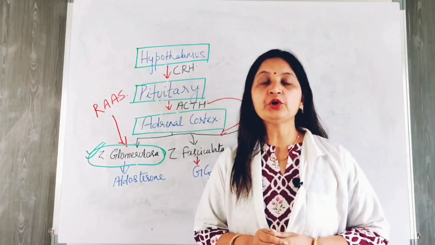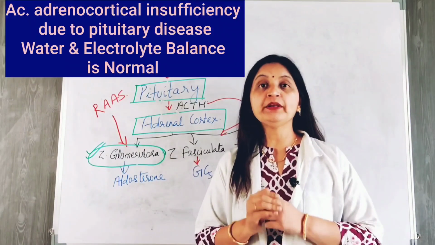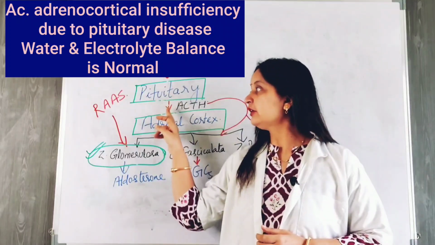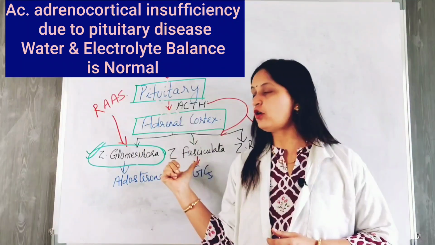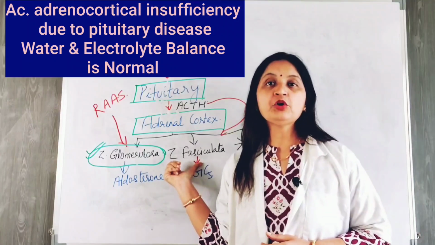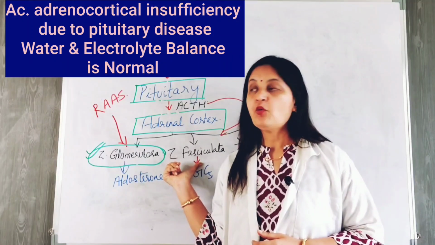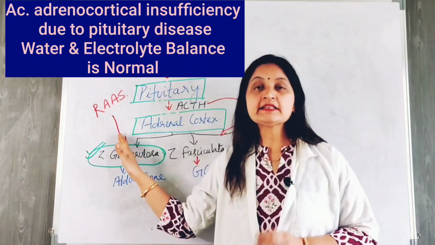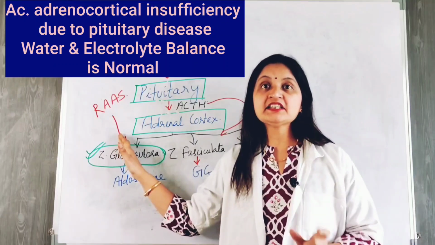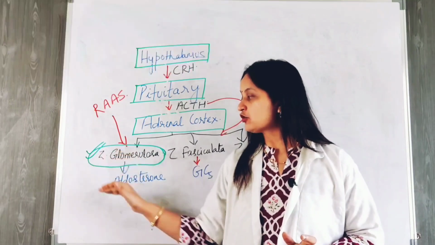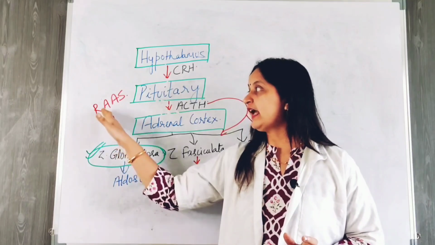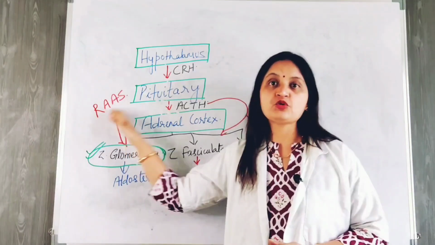Therefore, in acute adrenocortical insufficiency due to pituitary disease, the release of ACTH decreases, which in turn decreases the secretion of glucocorticoids, leading to adrenocortical insufficiency, whereas the electrolyte balance remains unaffected. This is because aldosterone secretion is spared, and aldosterone is under the control of the renin-angiotensin-aldosterone system.